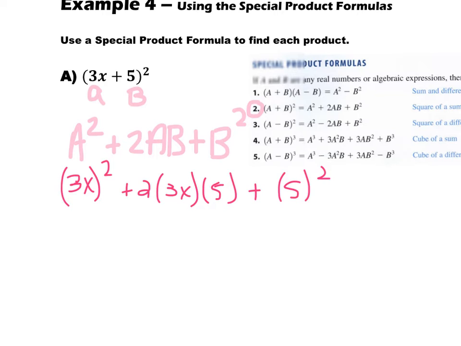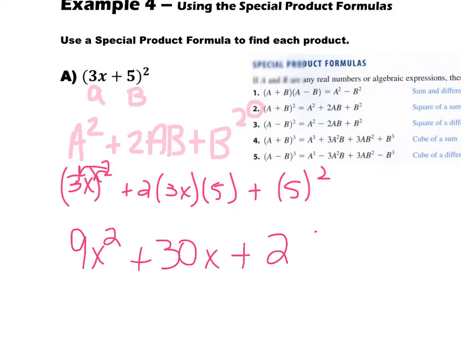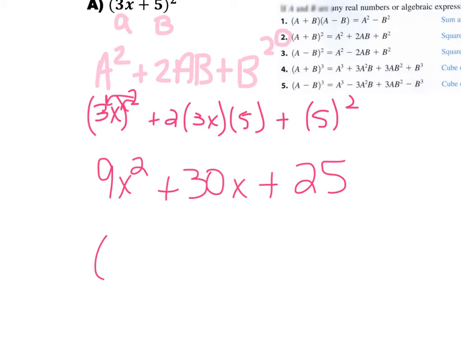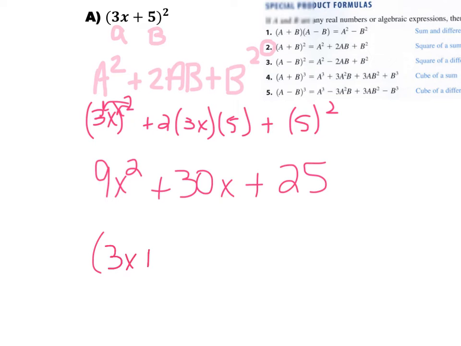Now, if I have that 2 on the outside of the parentheses, that means that 2 goes to what? Just the x? The x and the 3. Good. So this is 9x squared. Plus, what is 2 times 3? 6x. And then what's 6x times 5? 30. So 30x plus, what's 5 squared? 25. All right?